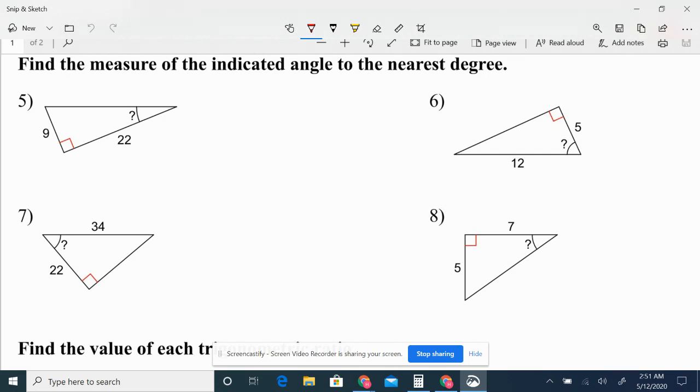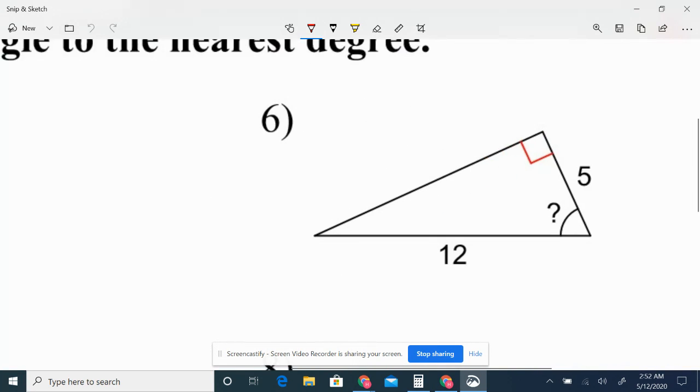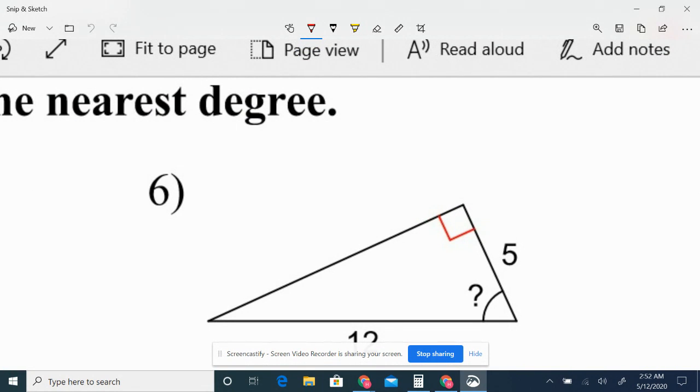So the way we do this, I'm looking at question number 5. I remembered I gave you guys, so let me zoom in here, I gave you guys an acronym, SOHCAHTOA. So sine is opposite over hypotenuse, cosine is adjacent over hypotenuse, tangent is opposite over adjacent.